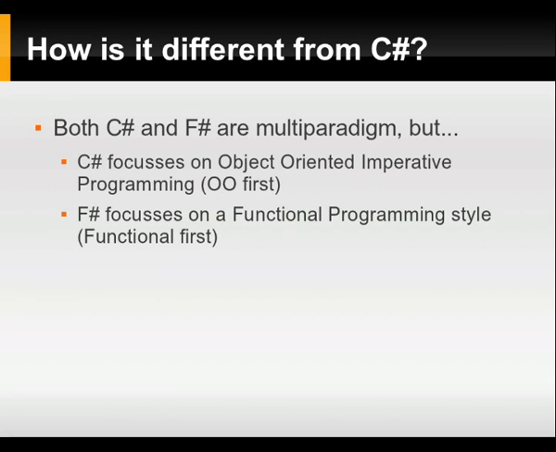So what's the difference from C#? Basically, both of them are multi-purpose languages, so they both cover a range of programming styles. But the real difference is that when you start looking at the syntax, C# tries to make your life easy if you're writing in an object-oriented style, particularly an imperative style. F# tries to make your life easy if you're writing in a more functional style, which leads us into what the heck is the difference.